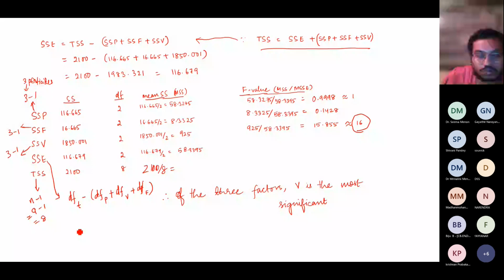It's basically like we are calculating the sum of squares of error. So instead of this equation, we just have the degrees of freedom.